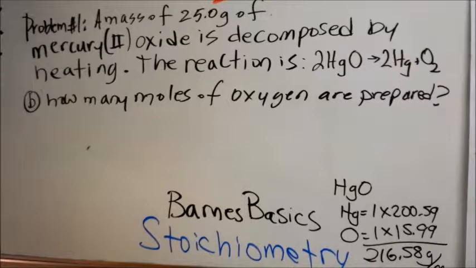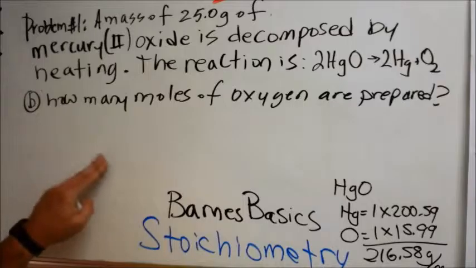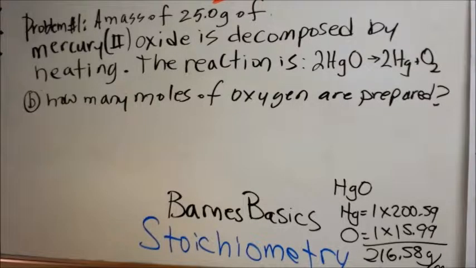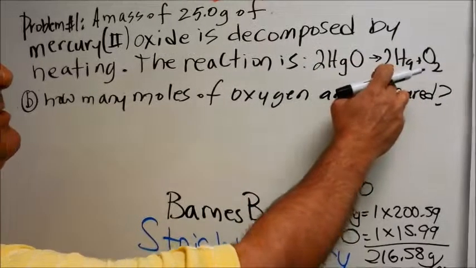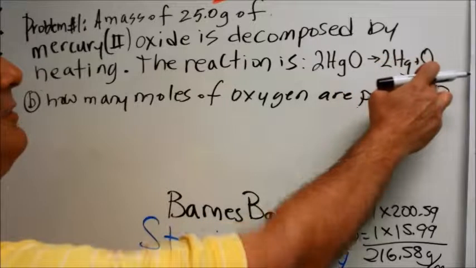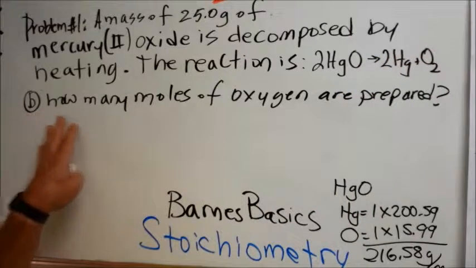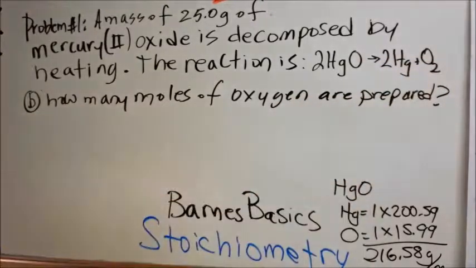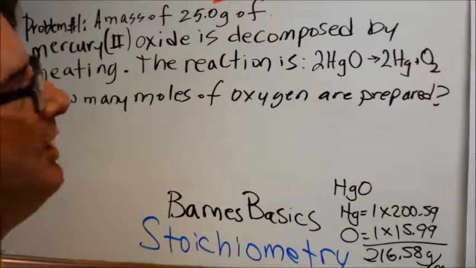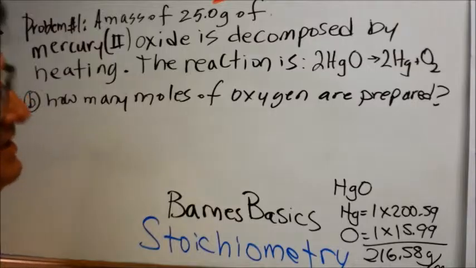It says a mass of 25 grams of mercury II oxide is decomposed by heating. The reaction is 2 moles of mercury oxide yield 2 moles of mercury and 1 mole of oxygen. The question is how many moles of oxygen are prepared in this equation. So this is a stoichiometry problem. It's a continuation of the previous video.